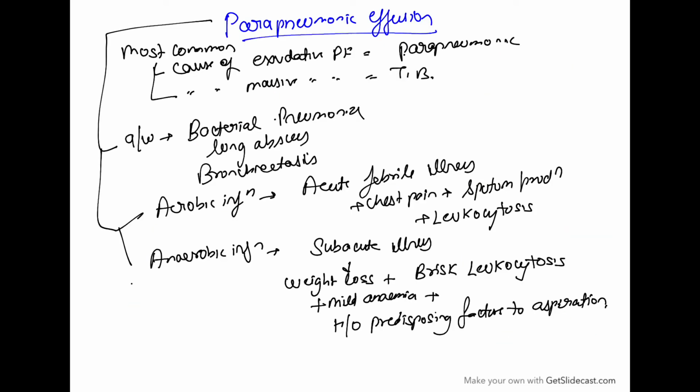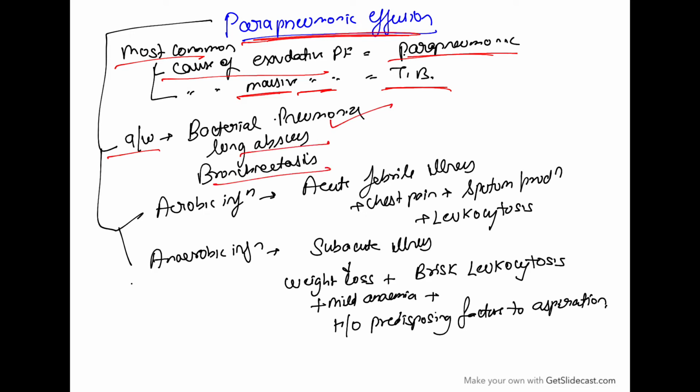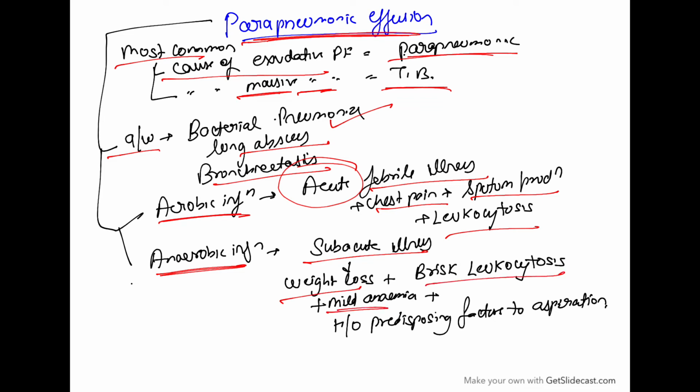Now, we talk about parapneumonic effusion. The most common cause of exudative pleural effusion is parapneumonic effusion, and the most common cause of massive exudative pleural effusion is tubercular effusion. The parapneumonic effusion is associated with bacterial pneumonias, lung abscess, or bronchiectasis. Okay. Now, if it is an aerobic infection, it is usually an acute presentation, an acute febrile illness with chest pains, sputum production, and leukocytosis. If it is an anaerobic infection, they present as a subacute illness with weight loss, brisk leukocytosis, a little bit of anemia, and there are some predisposing factors leading to aspiration.